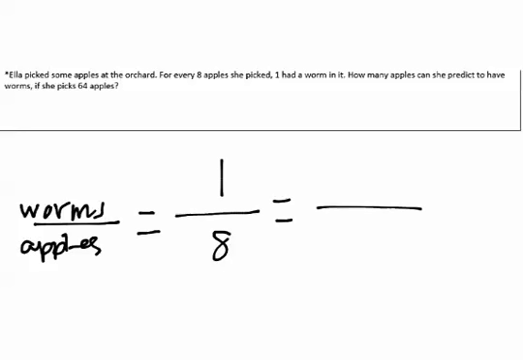Then it says how many apples can she predict to have worms if she picks 64 apples. So she's picking a total of 64, and we're looking how many have worms. Okay, I want you to go ahead and solve, cross multiply and solve for x. What you're going to do once you're done with this is do the 4 you-try problems.